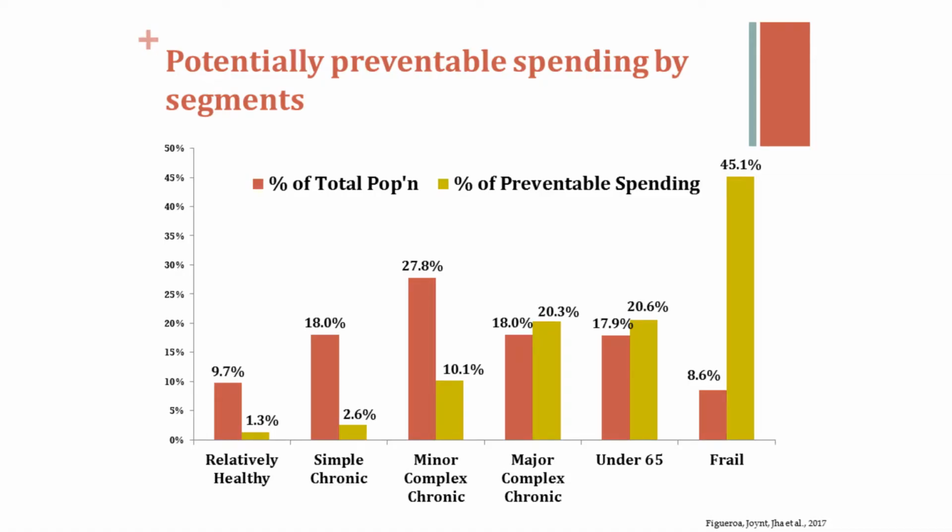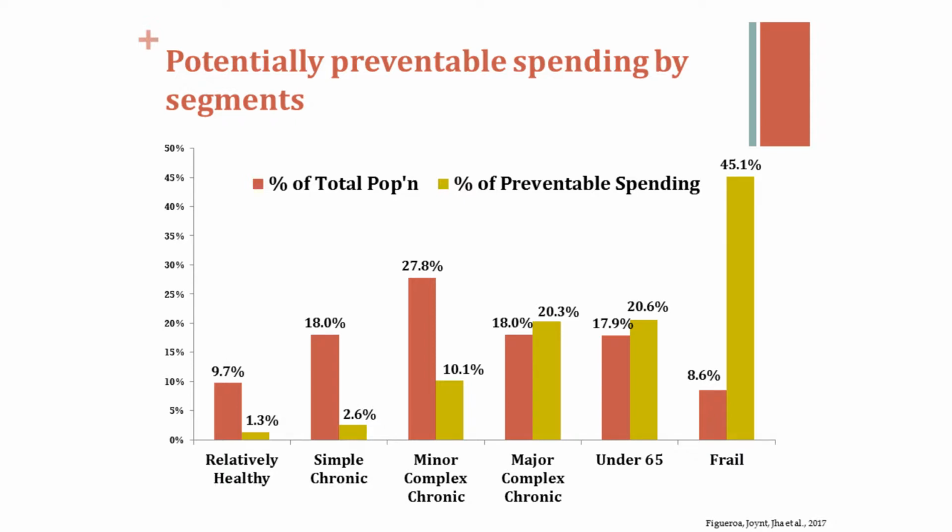So another way to use segmentation to help design appropriate interventions targeting high-need patients is to look at potentially modifiable spending across the segments. We used ambulatory care-sensitive conditions here to define potentially modifiable spending. These are conditions like UTIs, dehydration, pneumonia. These are conditions that, arguably, if you had good outpatient care and good coordination of care, you could have prevented these admissions from resulting in a hospitalization.